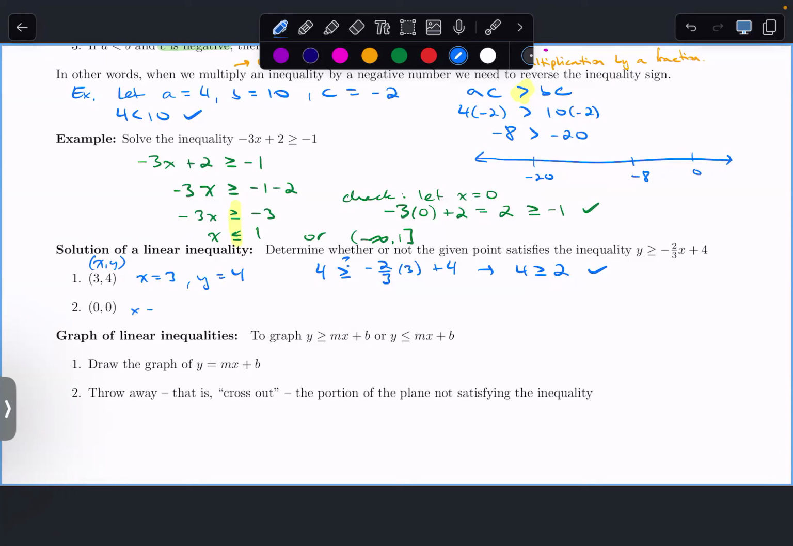How about the next point? If x is 0 and y is 0, then I have 0 greater than or equal to negative 2 over 3 times 0 plus 4. Negative 2 over 3 times 0 is 0. And then I have 4. 0 is not greater than or equal to 4. So it does not satisfy the inequality.